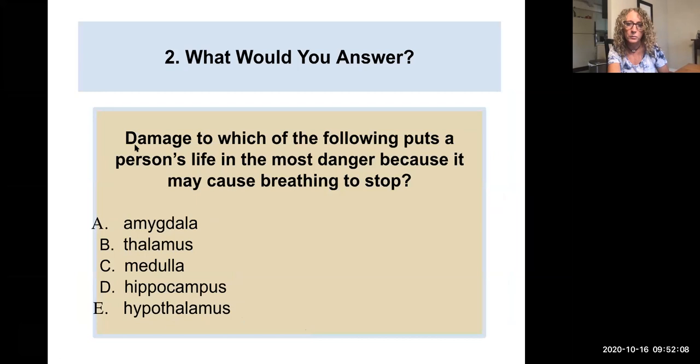Damage to which of the following puts a person's life in the most danger because it may cause breathing to stop? I don't know if you're thinking of Medusa. So it's medulla, C.